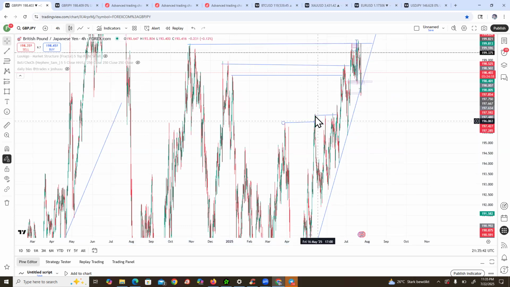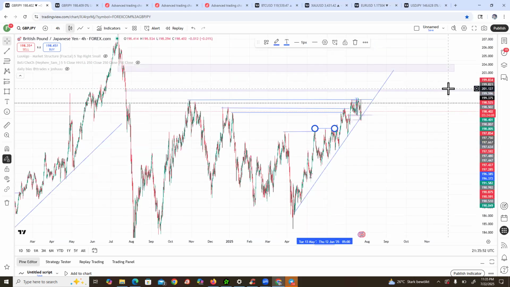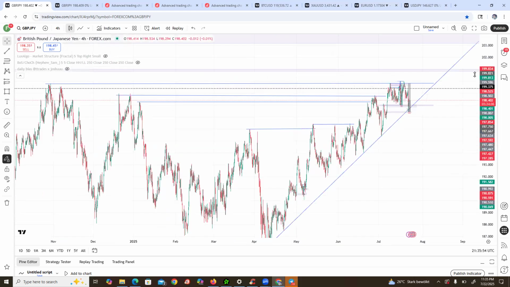You can see this side that was cleared. Immediately it tapped, it came down, meanwhile still maintaining the trend line from the daily.